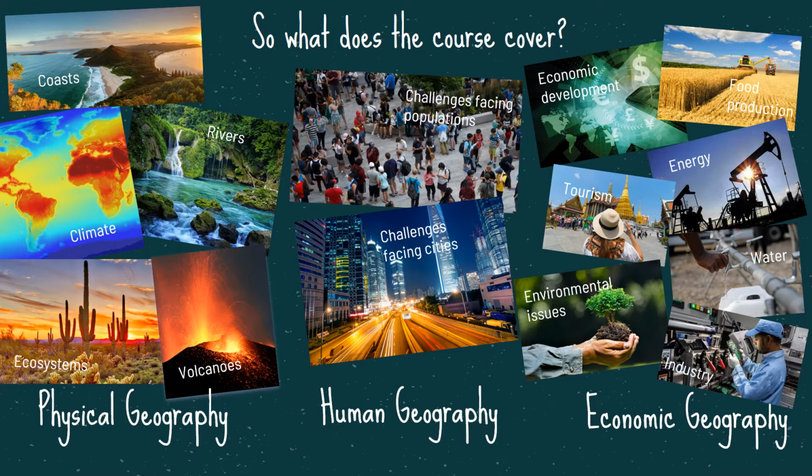We have a look at what is sometimes a wild and unpredictable physical environment. We look at coasts and rivers and the challenges that face people living alongside those. We look at volcanic and earthquake environments, and we take a look at the climate and the weather and how the ecosystems that depend on those can be impacted. We also spend time looking at cities and populations and the challenges facing those and how we can try to deal with those challenges going forward.